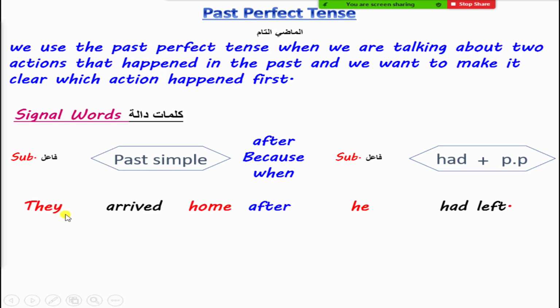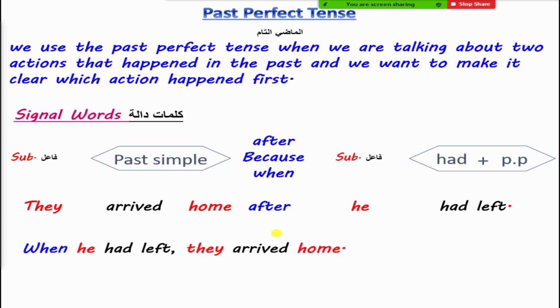Example: they arrived home after he had left. So had left, he left, this is the first action. They arrived after he had left. So after here comes to order the actions. Can we start with these conjunctions? Yes, we can start with when. When he had left, they arrived home. Or we can say after he had left, they arrived home.